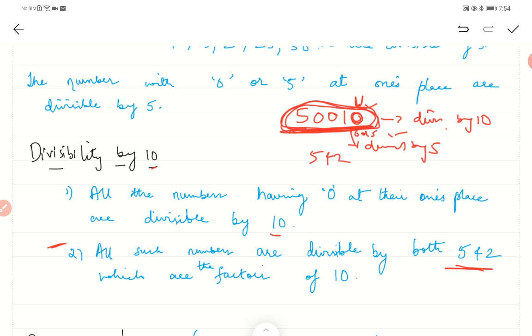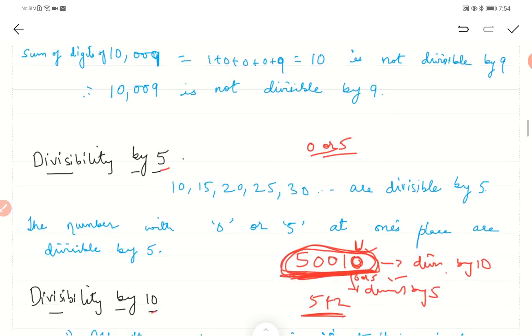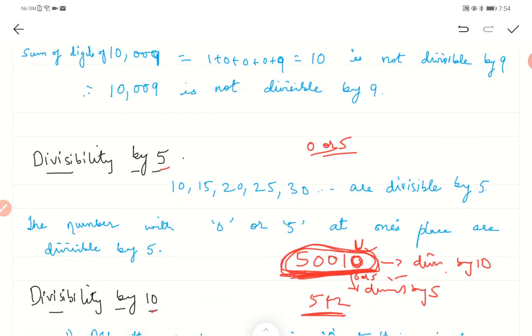Any number which is divisible by 10, you can say that it is divisible by both 5 and 2. Okay, so we have done with 5 and 10. After 5, let's go for 6.